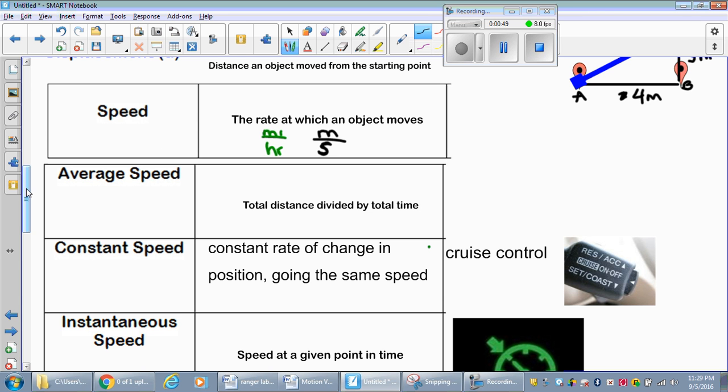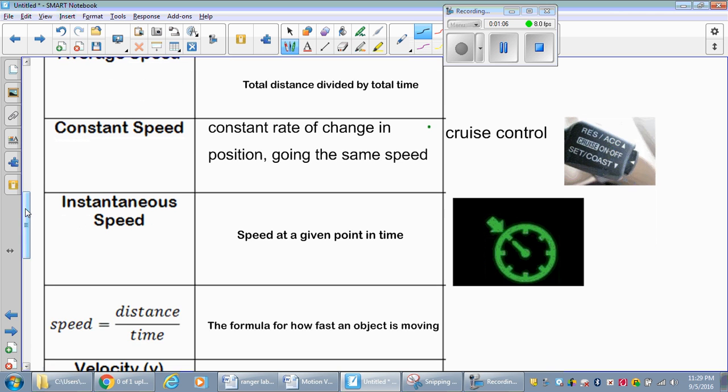Okay, so that's speed. It's worth noting that speed is a scalar quantity, so make sure you write that out here. It's scalar. That means no direction, and we don't care about the direction. This is meters per second, not meters per second south, west, north, east, northwest, etc.